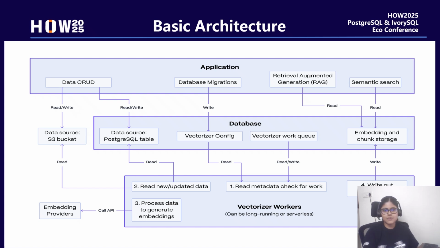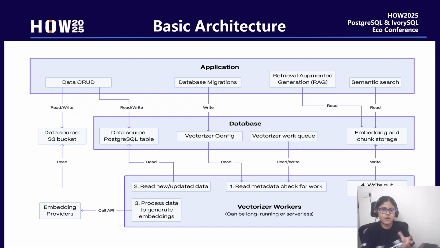The application defines a vectorizer configuration to embed data from sources like Postgres or S3. The workers read the configuration, process the data queue into embeddings and chunked text, and write the results back. The application then queries the data to power RAG and semantic search.